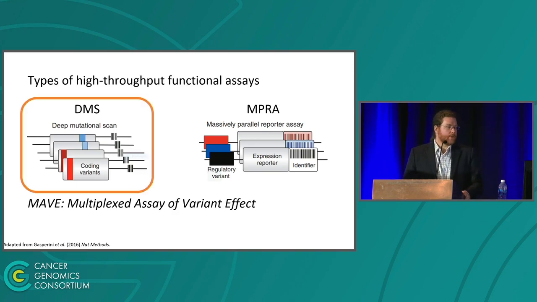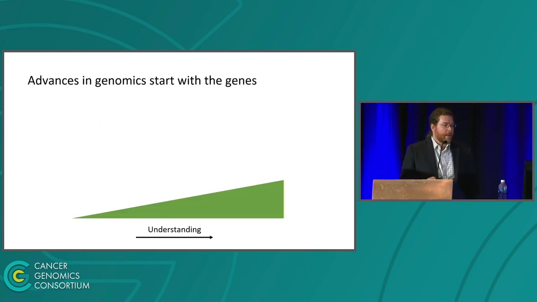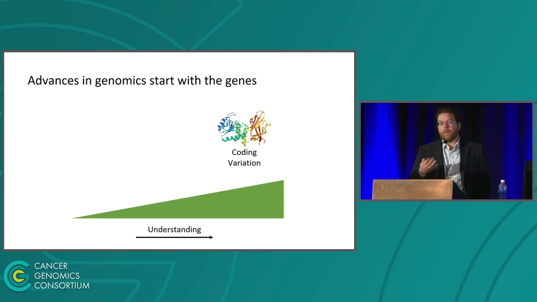Now, my expertise is really in the deep mutational scanning area, although many of the things that I'm going to talk about today are equally applicable to MPRAs. And one of the things that I think is interesting about looking at coding variants is that we know that advances in genomics really start with the gene. So if we think about our relative level of understanding of these types of variation, coding variants, I think we understand the best. We've understood what the grammar is since 1961.